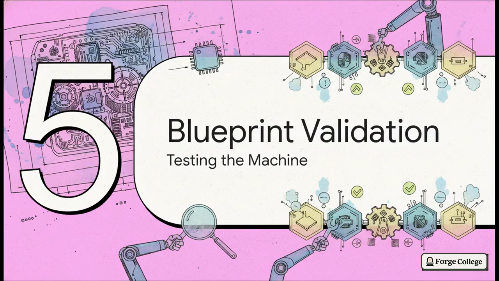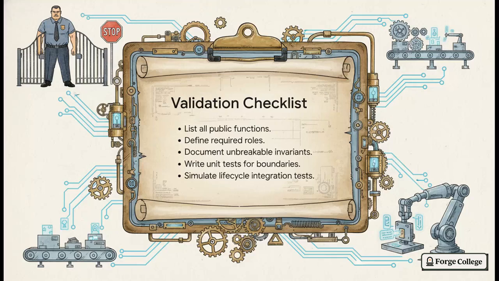Section 5. Blueprint validation and testing. Okay, here is your absolute final validation checklist to prepare your capstone repository. First, you need to list out every single public function and define exactly what roles can access them. Second, you must document those unbreakable invariants we talked about. And finally, testing is twofold. You've got to write unit tests at the module boundaries to make sure your bouncers are actually doing their jobs, and you have to simulate lifecycle integration tests. That's going to ensure your assembly line, conveyor belt, and labeling department are all communicating perfectly and not just gossiping the wrong token URIs to each other.